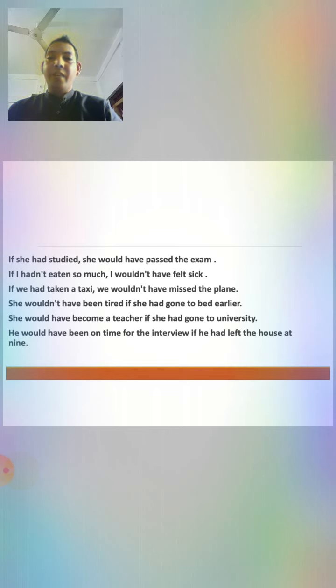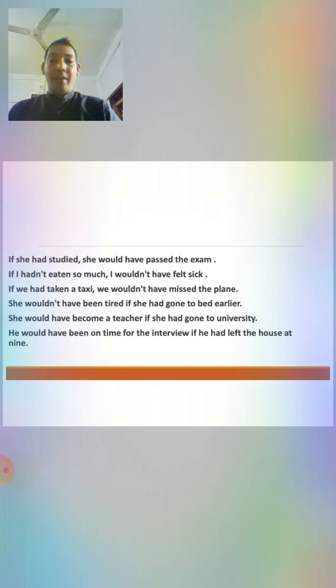If she had studied, look at the first clause. If she had studied, that means it's the past perfect tense. That's linked to the next main clause: she would have passed the exam. So what's happened there? Would have passed the exam. That means first the subject, then would, then have, then the past participle of the verb. So it's the same every time.